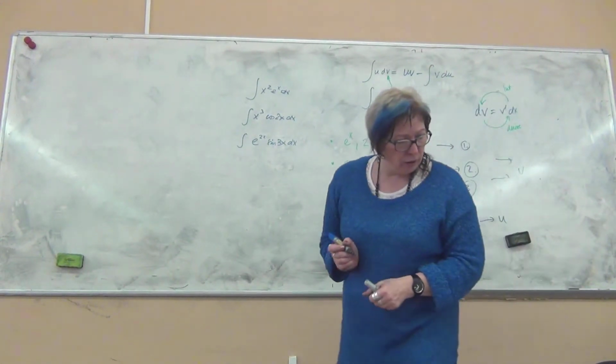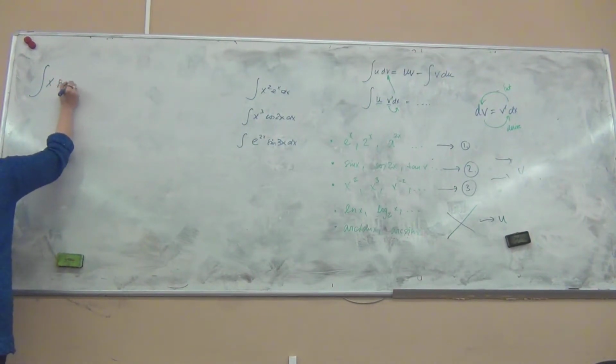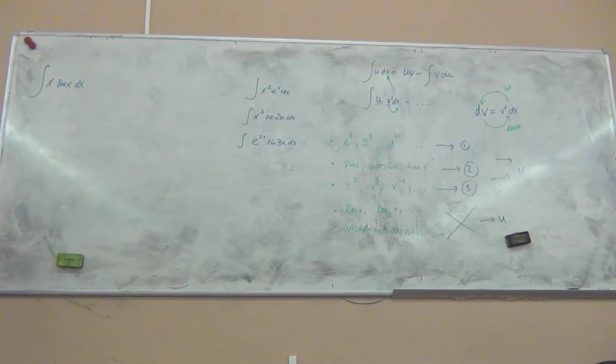Alright, next example. X times sine x dx. So what I remember is that there's no exponential function. So no exponential function becomes the v function, but there's a trigonometric function, and this should be my v function. In other words, I would think this will be the u function and this will be dv. Again, this is simply a note. You don't have to do this always. I'm only going to do this sometimes for the first few examples.